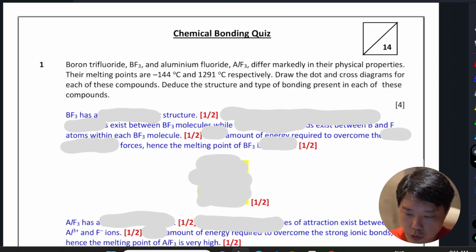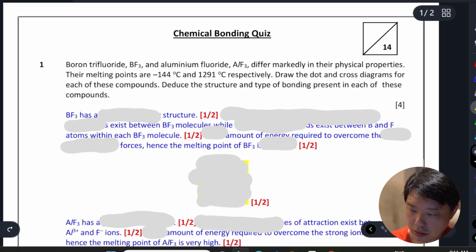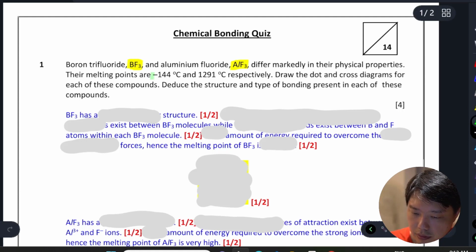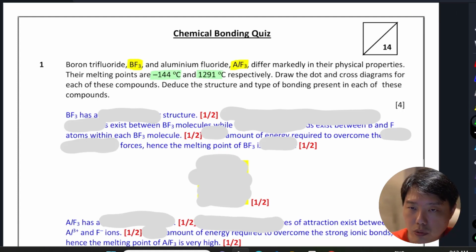Hi guys, let me just go through a couple of questions from the recent chem bonding quiz in case some of you haven't really had the time to go through it. Okay, so the first question, we have boron trifluoride and aluminium fluoride. They've given you the chemical formulas. They say they differ markedly in their physical properties. Melting point is negative 144 and 1291.